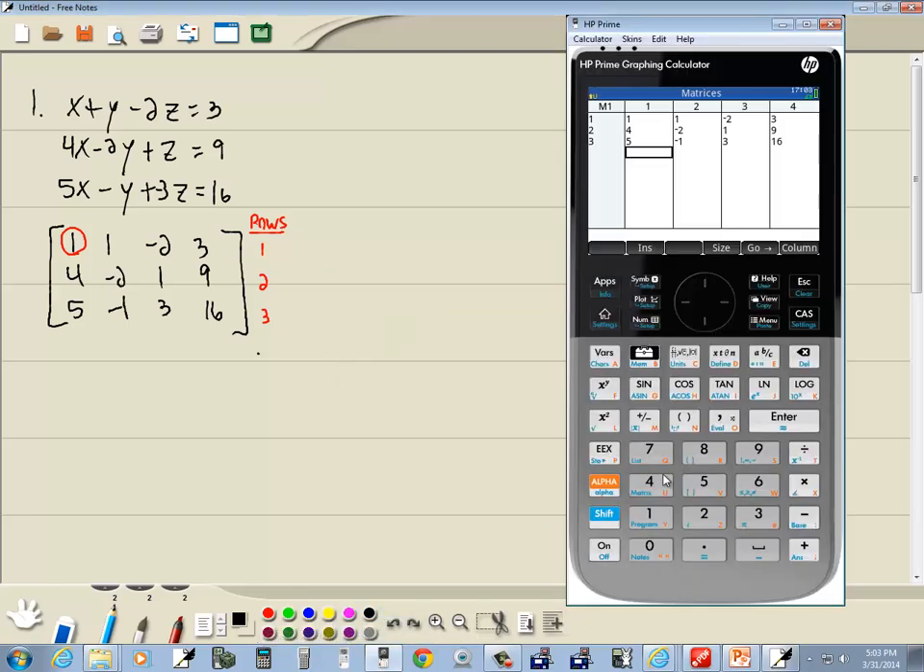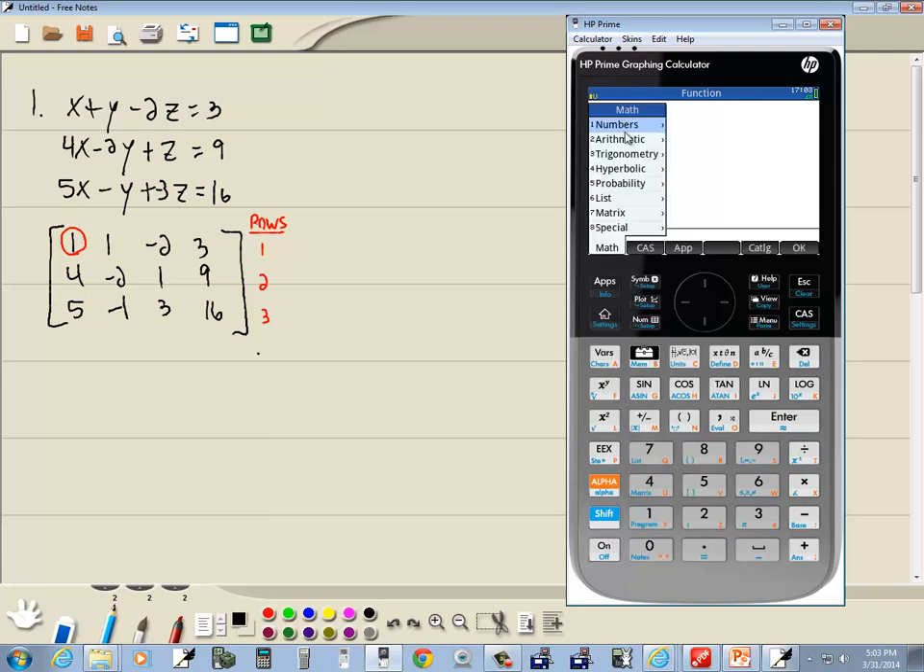Let me show you the short way to solve this first. I'll press home to get out of that. I'll do my toolbox to bring up the menu here, and I want the math. So if you're over here in app, press math. We want to choose 7 for matrix. I want to choose 3 for RREF. That stands for reduced row echelon form.